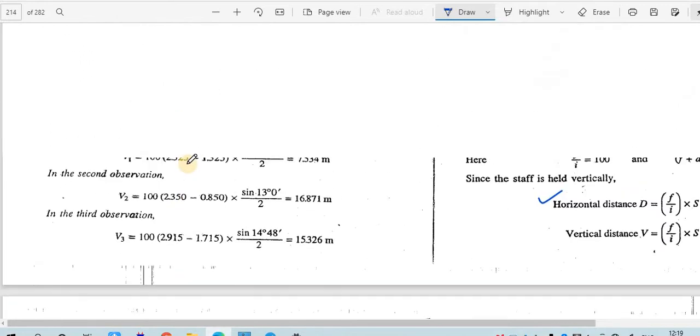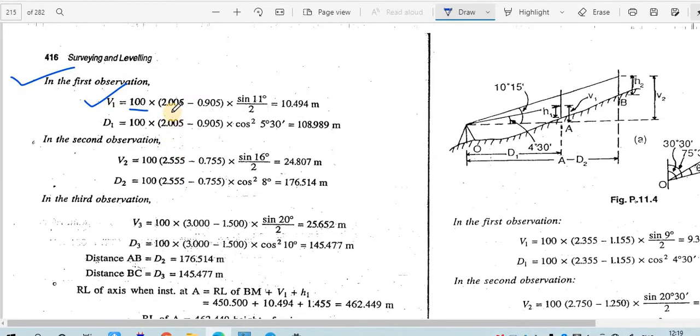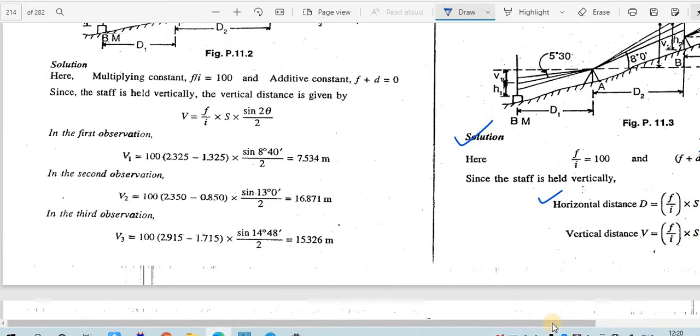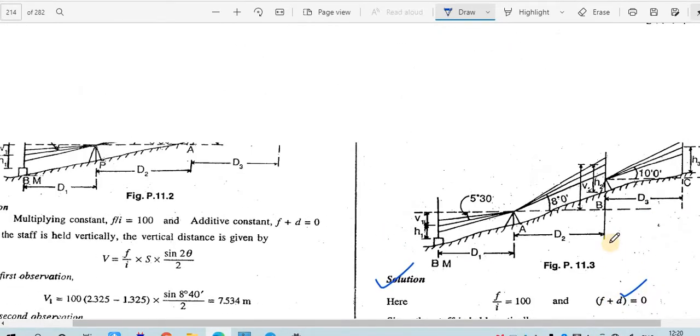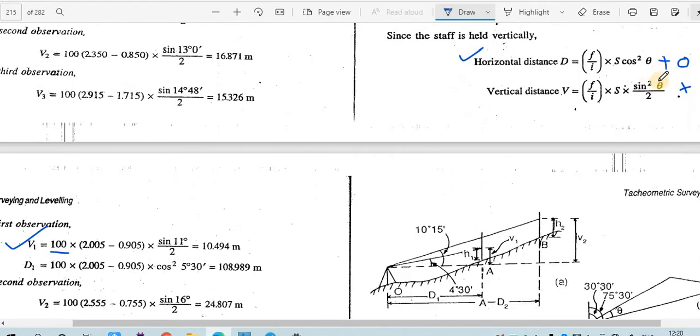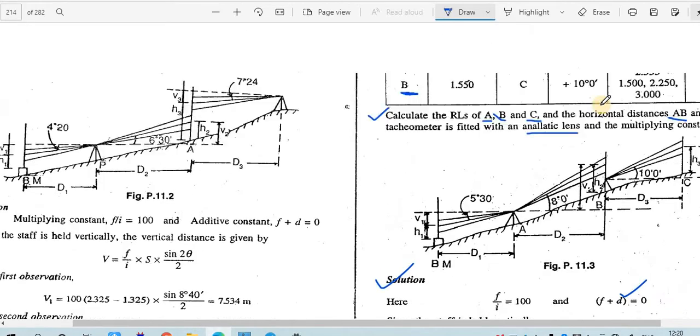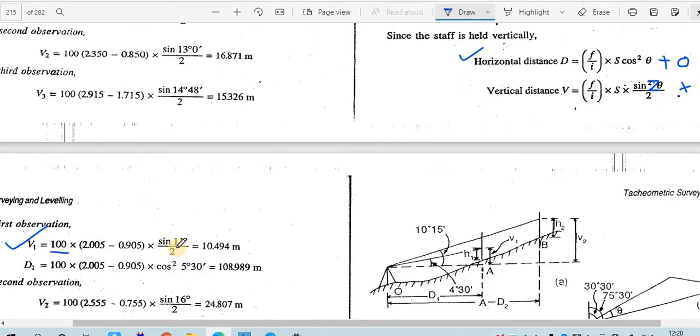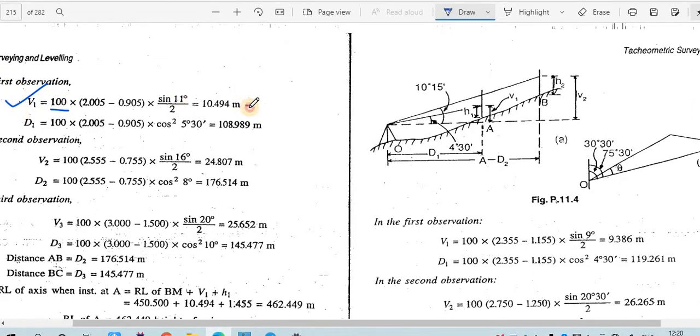So, 2.005 minus 0.905, multiplied by sin 2θ. The angle which came out in this case is 5 degrees 30 minutes. Something is wrong over here: it is sin 2θ, not sin squared θ. So sin 2θ means multiplying 5 degrees 30 minutes by 2, so you get 11 degrees. After calculating this, we have the value of V1.